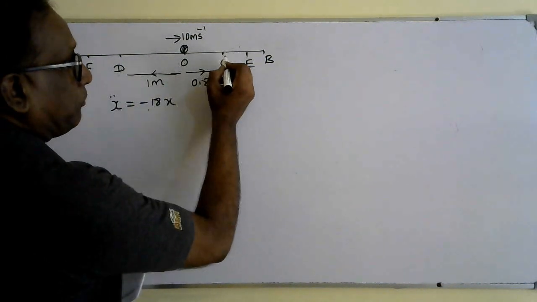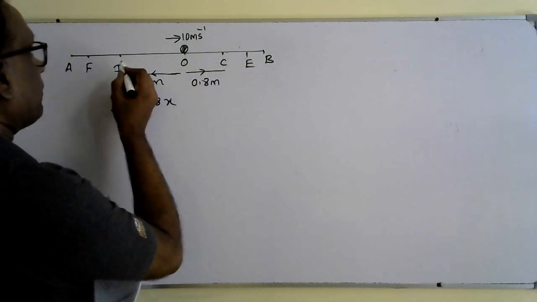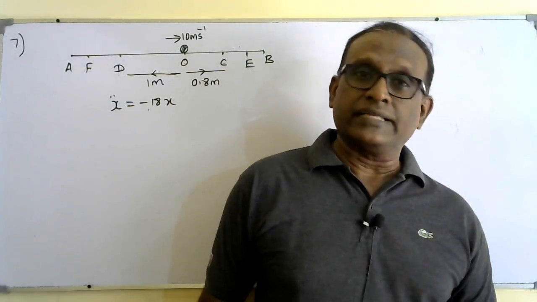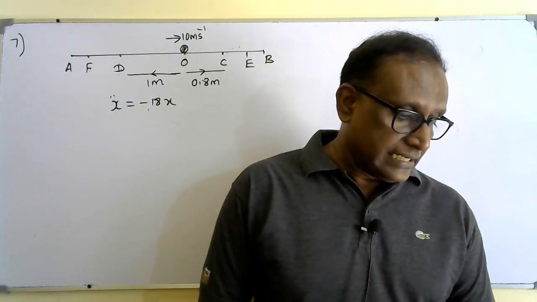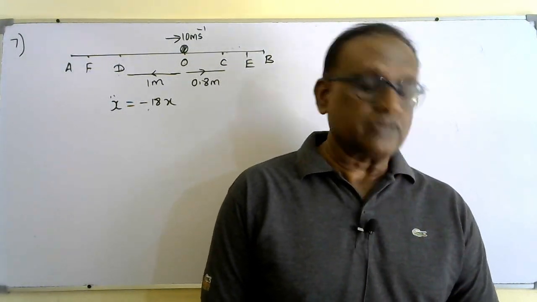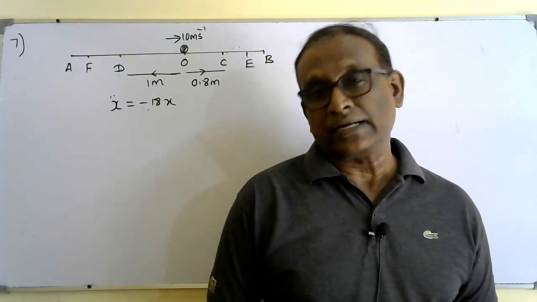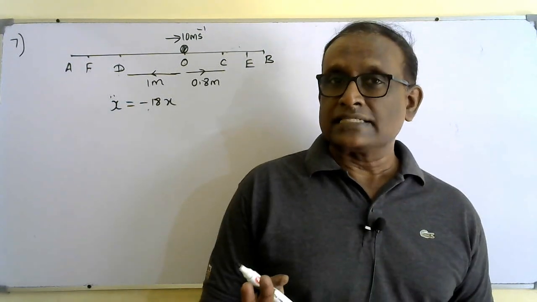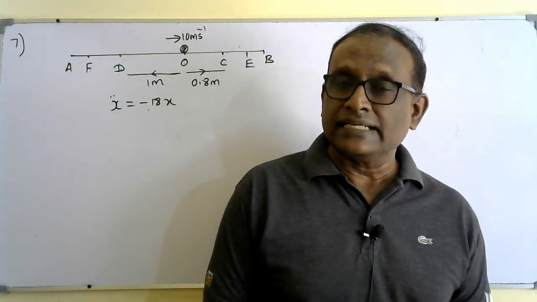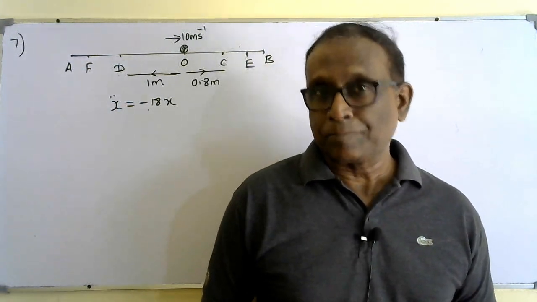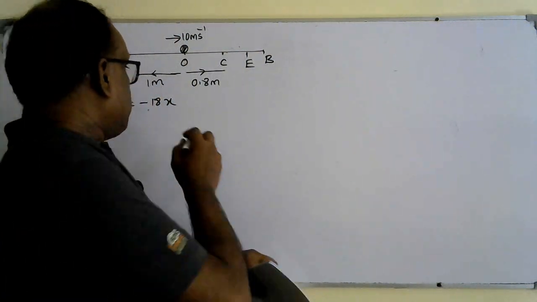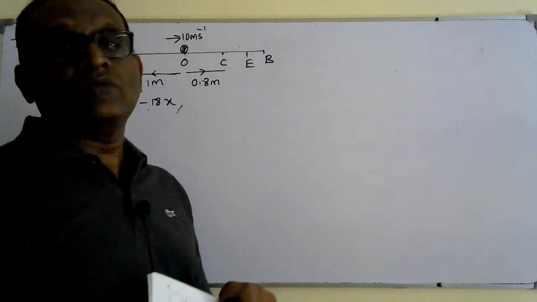We don't consider the time beyond C to the right and beyond D to the left. We are not going to consider the time taken for that. So the question is clear. They are saying both strings are taut for T seconds during one complete oscillation. So it might go slack, but we are not going to consider the time duration when one of the strings gets slack, because this equation is not valid when one of the strings gets slack.